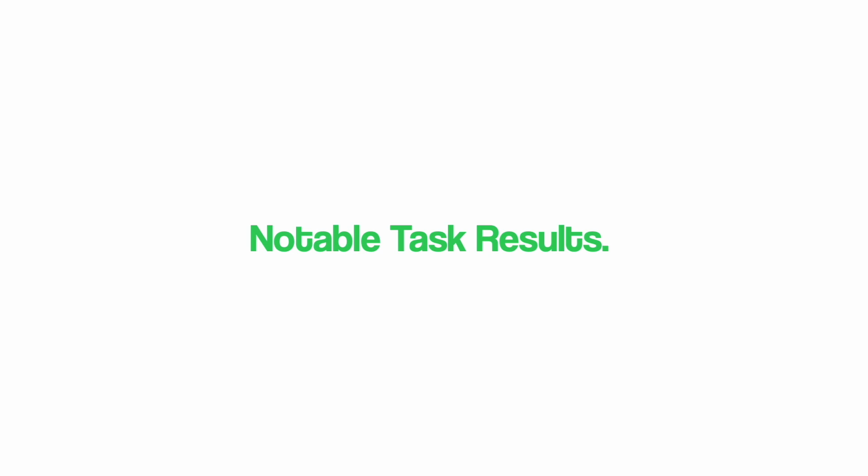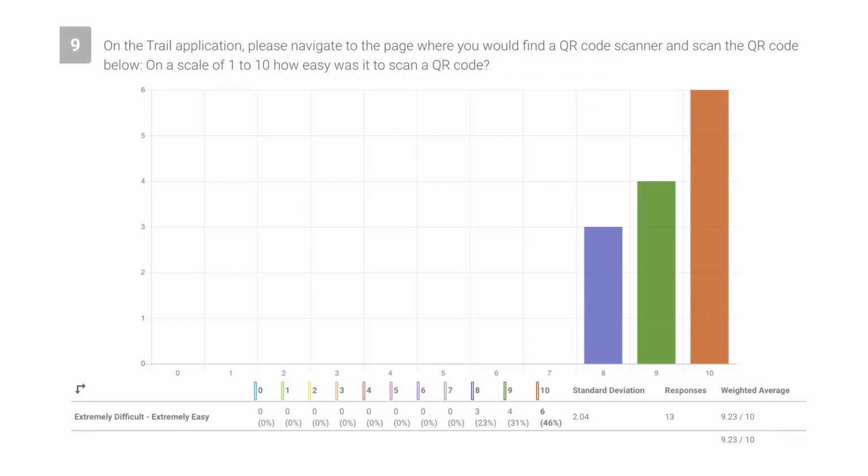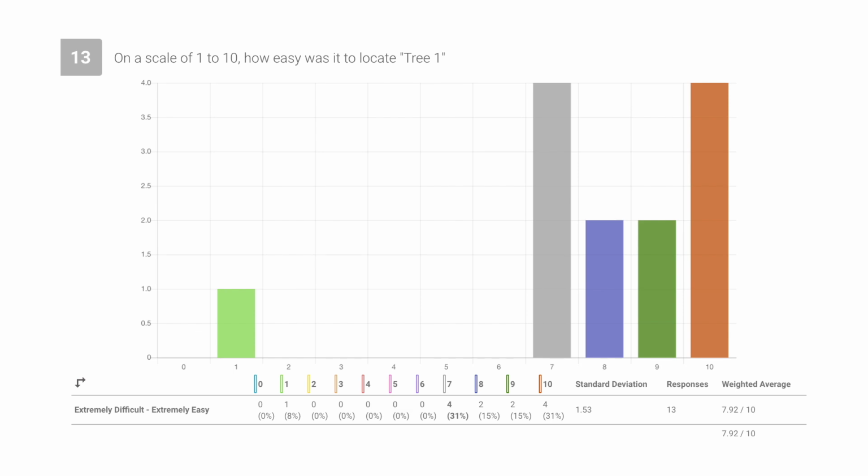Let's look at how the tasks were performed. The first task asked a user to scan a QR code. The results demonstrate that users found the process extremely easy, rating the system with an average of 9.23 out of 10. A more negative response was yielded when users were asked to locate tree 1 on the map page. This result is primarily skewed due to the large Edinburgh tree dataset causing lag to the map page.